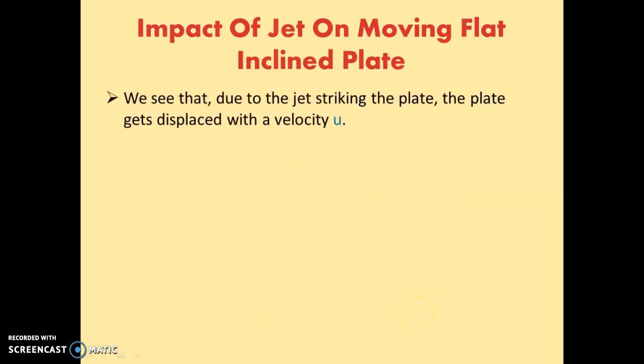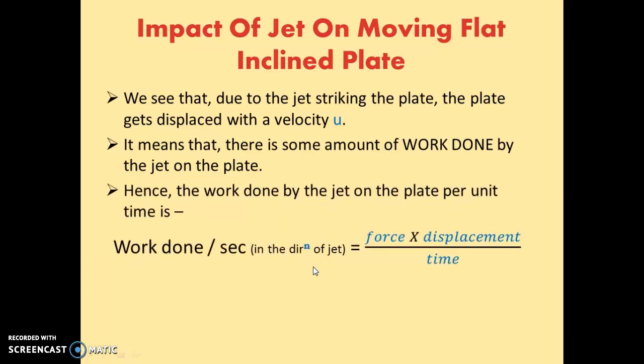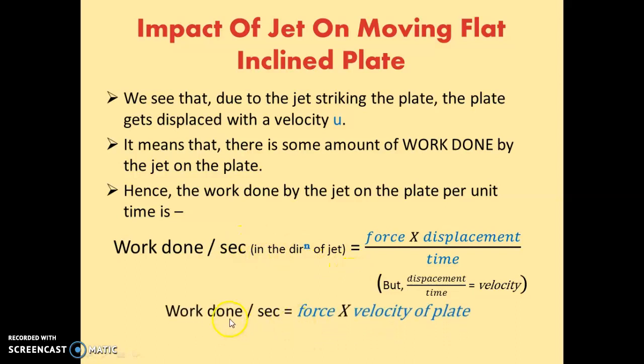Next we'll find out the work done. As the inclined plate moves after the jet acts on it, there is some amount of work done by the jet on the inclined plate. The work done per second, as we know, is force into displacement upon time, but work done in the direction of the jet. So work done per second is equal to force into velocity of the plate.